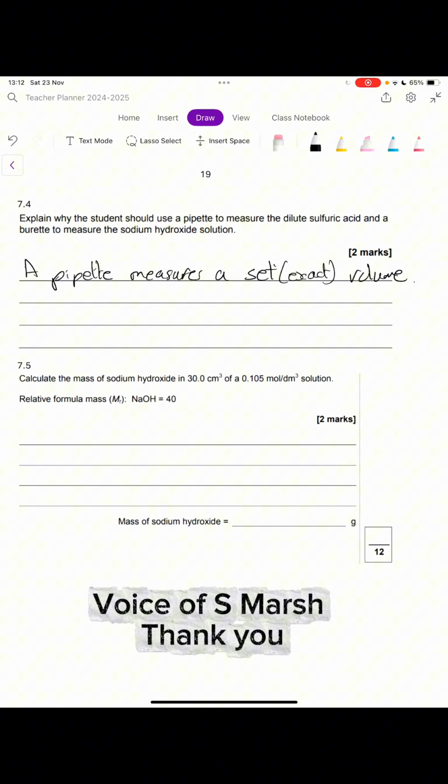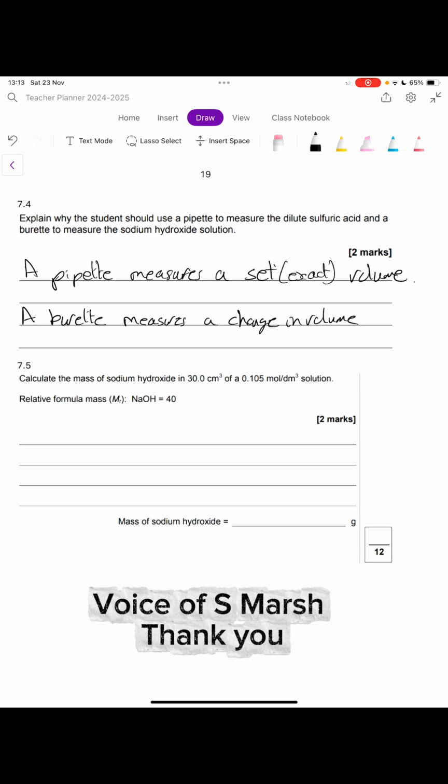So that's as opposed to a burette, which measures a change in volume. With a burette, we have a scale. We start with the volume at the beginning. Then we add some of whatever we're titrating, and then we get the volume at the end. And so a burette measures a change in the volume, not a set volume.